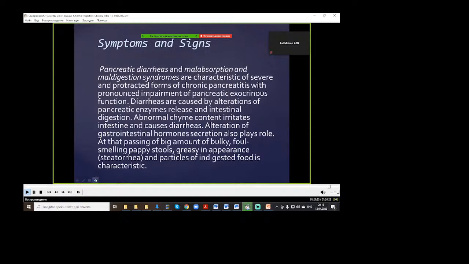Pancreatic diarrhea and malabsorption and maldigestion syndrome are very characteristic of severe and protracted forms of chronic pancreatitis with pronounced impairment of pancreatic exocrine function. So for these syndromes, steatorrhea is characteristic. It means passing of a big amount of bulky, foul-smelling, pepper-colored stools, greasy in appearance.